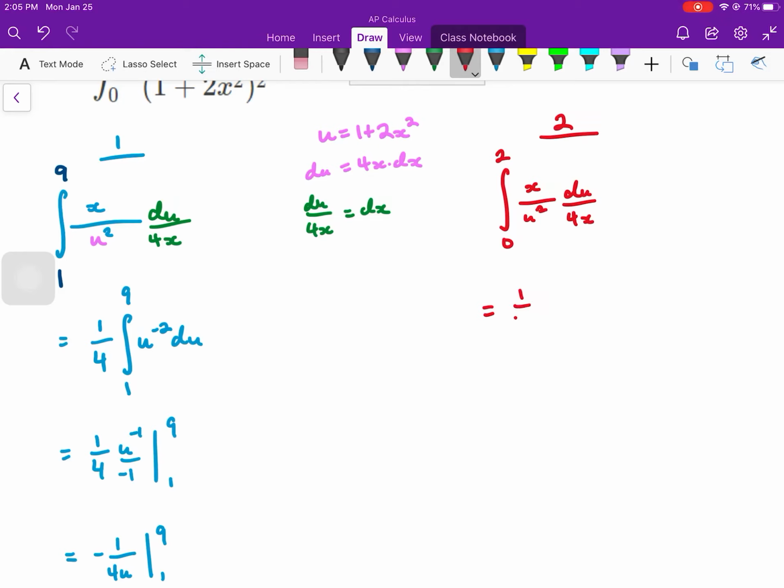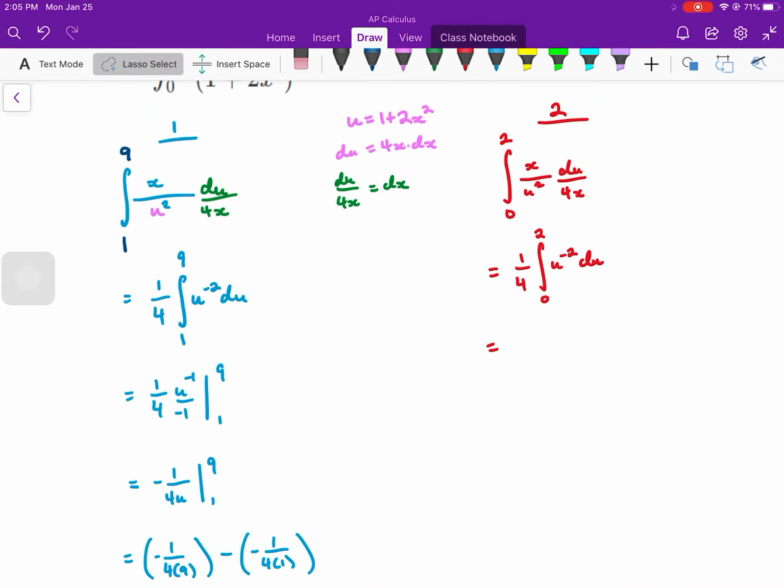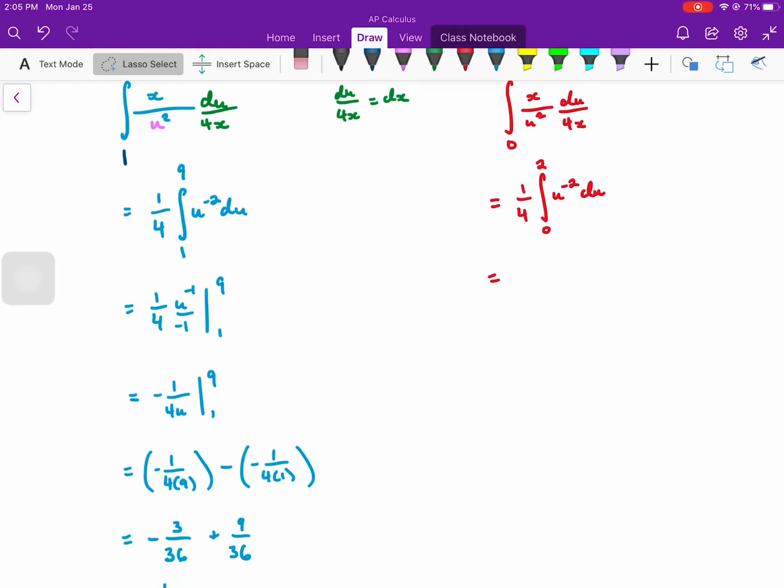So then we bring the 1/4 out to the front. I didn't change the bounds. That's really the only change here, 0 to 2. Then we'll have u to the -2 du. And I'll go ahead and be on the same level as this one over here, so we can see the side-by-side comparison. Then this equals 1 over 4 u to the -1 over -1 from 0 to 2.